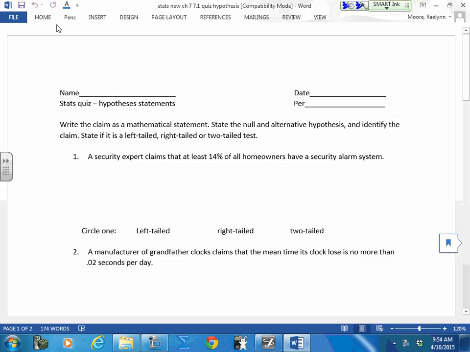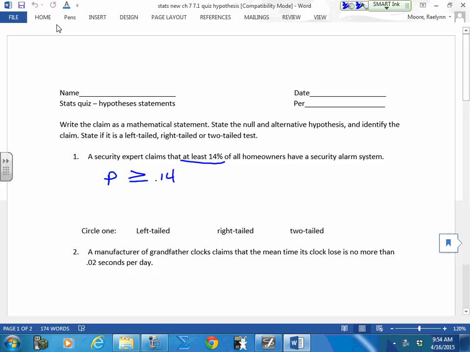Okay, so how would you write your claim? I said H0 and I put P and I put less than or equal to 14 and that was my claim. At least. At least means this is the least you have. Greater than or equal to. And how do we write 14% as a decimal?